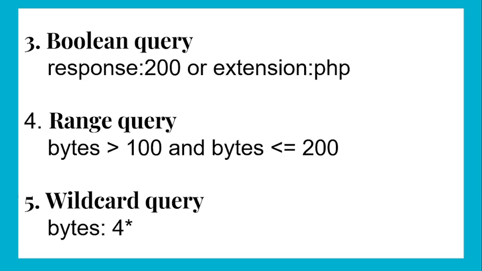There are three operators that are used in a Boolean query: and, or, and not. Or is utilized for any of them. If any of them is true, then it will give the result. Either it contains the response 200 or the extension PHP, or if both of them are present, then it also gives the result.